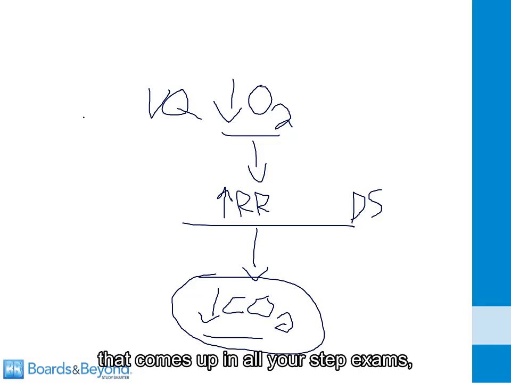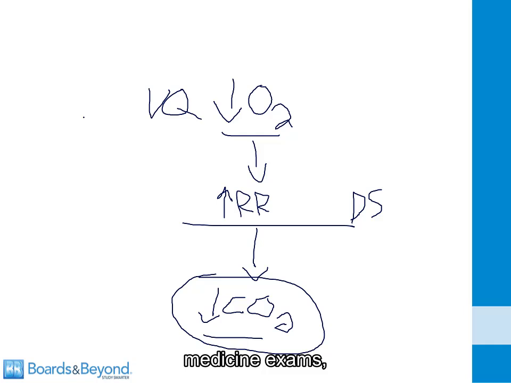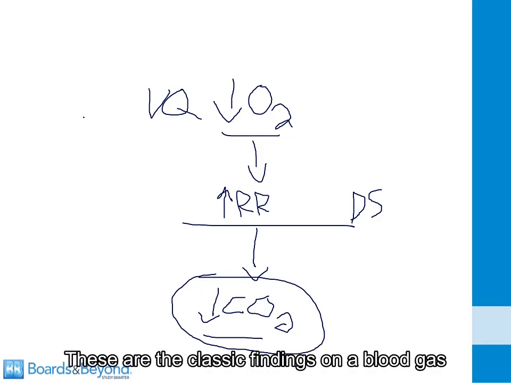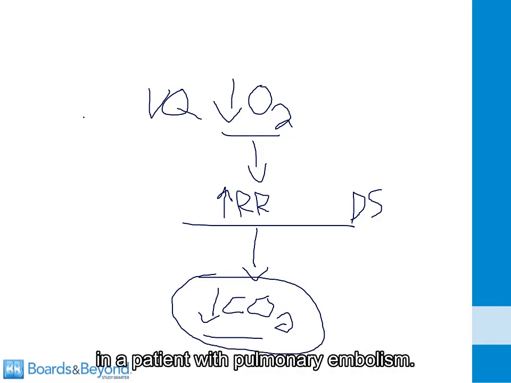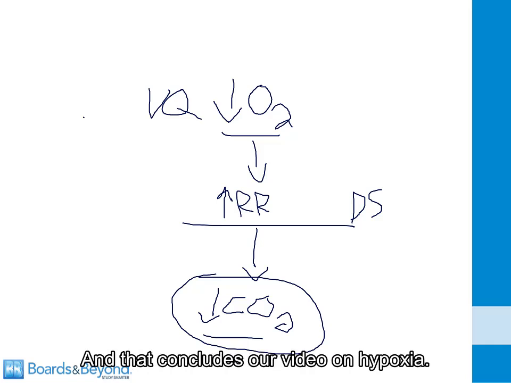This is super high yield. It comes up in all your Step exams, medicine exams, emergency medicine exams. These are the classic findings on a blood gas in a patient with pulmonary embolism. And that concludes our video on hypoxia.